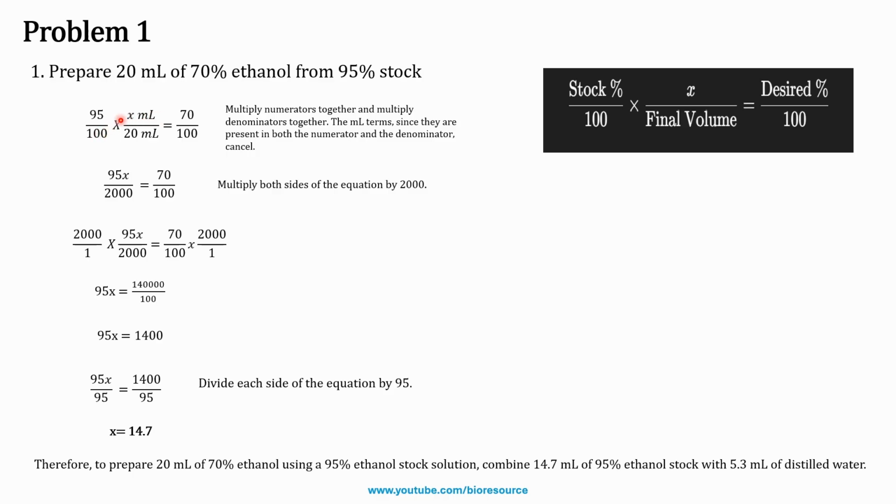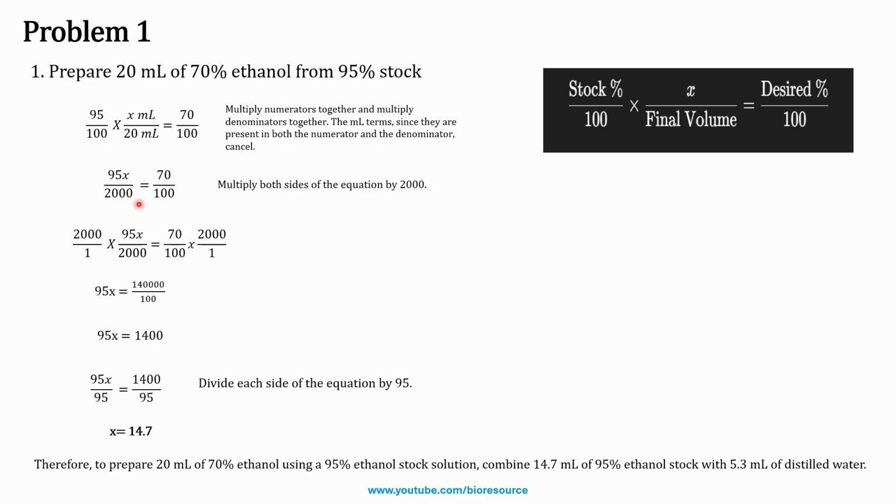So X ml is the required volume of 95% stock to prepare the 20 ml volume, equal to 70%, the desired concentration. Solving for X, we get X equal to 14.7. So that is the amount of 95% stock that is required to prepare 20 ml of 70% ethanol, and combining 14.7 ml of 95% ethanol stock with 5.3 ml of distilled water, you will get 20 ml of 70% ethanol.